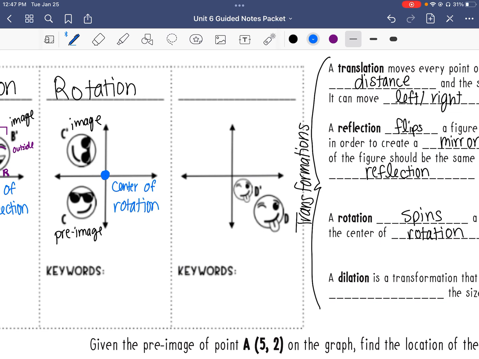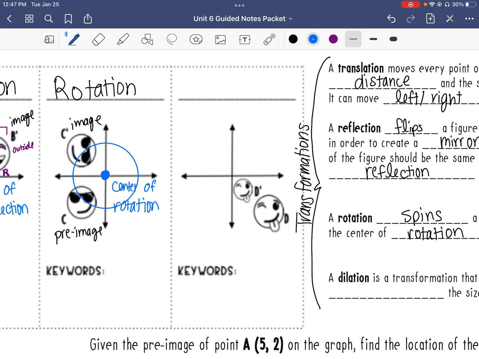Now, with the center of rotation, there's always going to be a circle around that center of rotation. I'm going to try to get this where I need it. So it should be in the middle of the circle, just like that. So that's the center of rotation and the circle that goes around it with it.